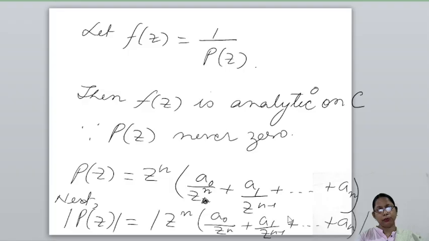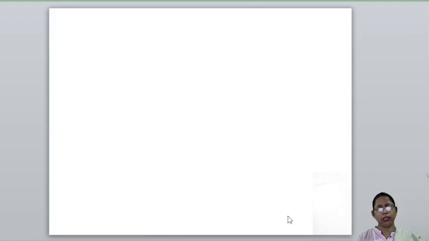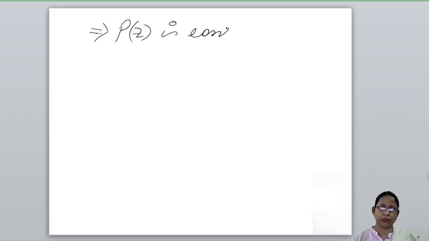And f(z) is defined as 1 by p(z). When f(z) is constant, our p(z) is also constant. That means we get our result: p(z) is constant. We have assumed that p(z) has no zero, then we get that p(z) is constant. Hence the theorem is proved.